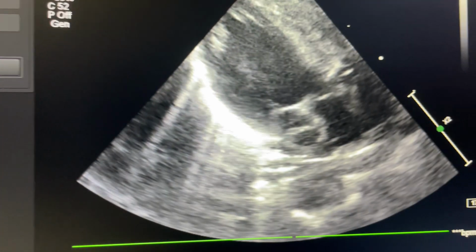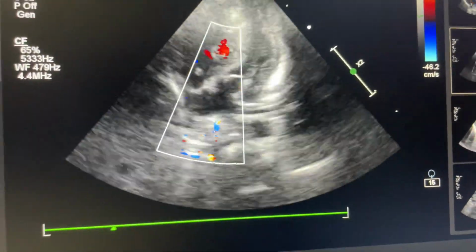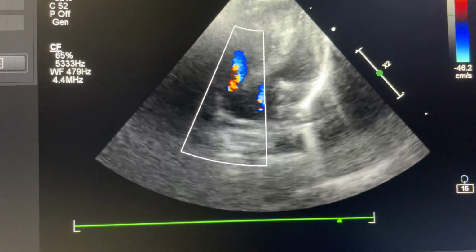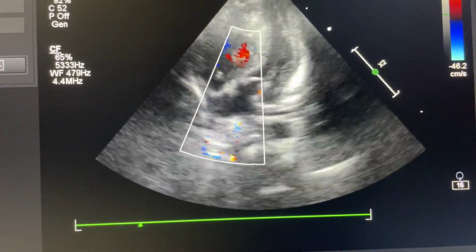So ultimately this is the case of transposition of great arteries with ostium secundum ASD with bidirectional flow, flow mainly left to right.